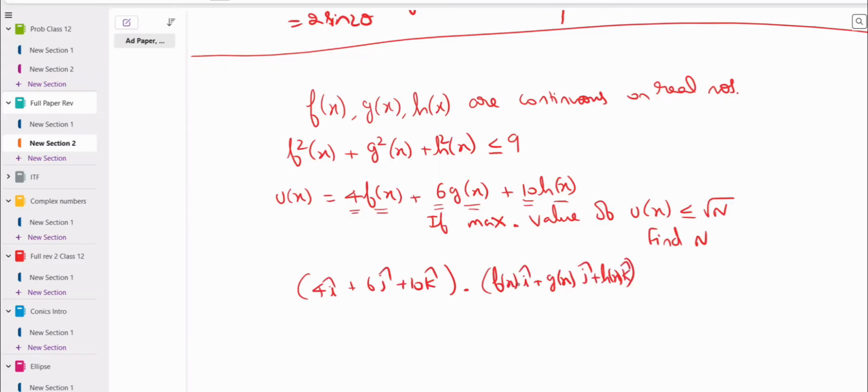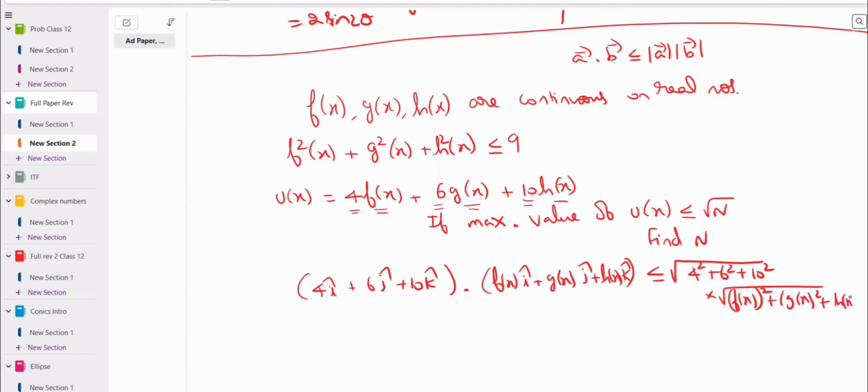So tell me what is the maximum value when you do the dot product between two vectors? The dot product will be less than or equal to the product of the magnitudes, mod of a into mod of b, because the maximum value will occur when cos theta is 1. So if you use the same here, this will be less than or equal to root of 4 square plus 6 square plus 10 square into root of f of x the whole square plus g of x the whole square plus h of x the whole square. And that is why this expression was given.